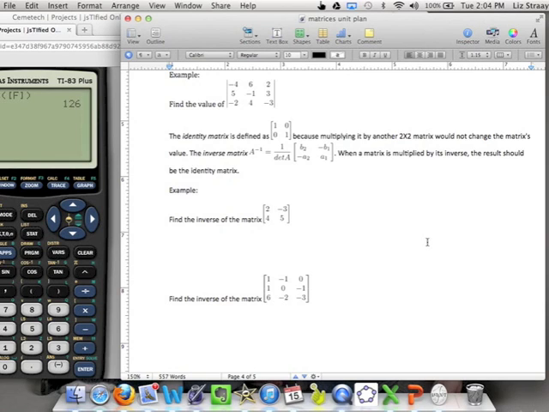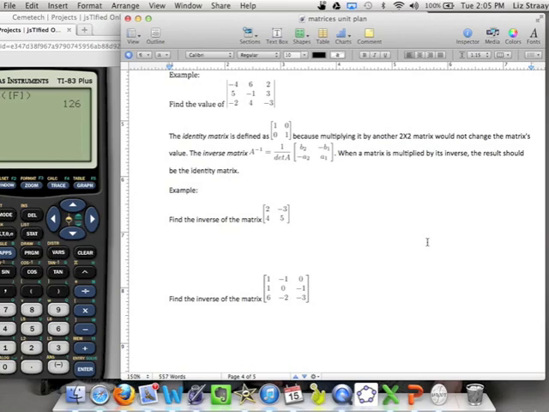The inverse matrix. So an inverse is what we do to get back to an identity. So when we're adding, something's opposite is an inverse. So like 2 and -2 are inverses because they make 0. When we're multiplying, like 2 and 1/2 are inverses because they make 1. So when we're working with matrices, to find an inverse, we're going to take 1 divided by the determinant, and then we rearrange the values of the matrix.